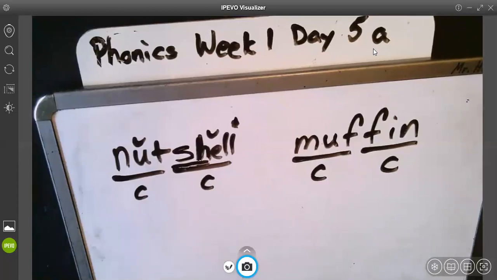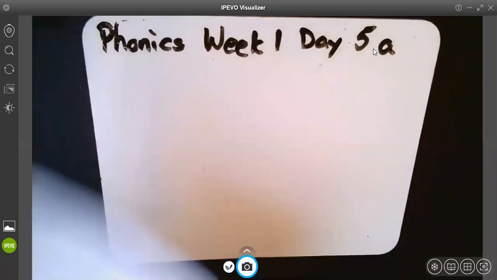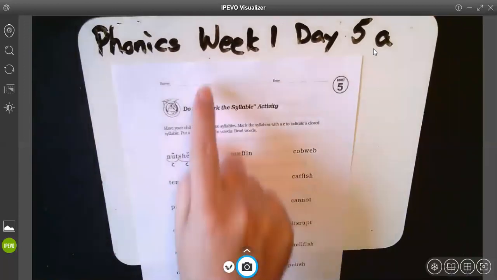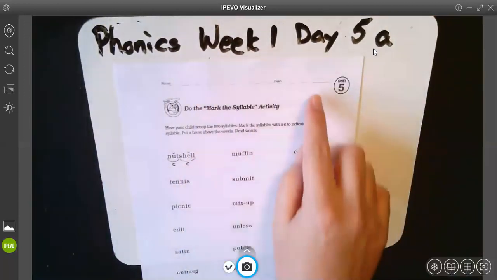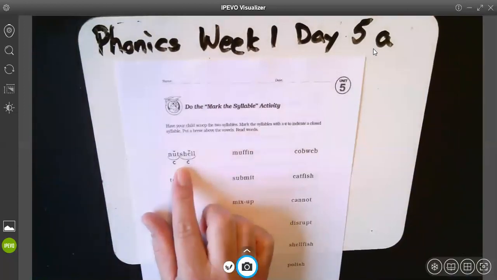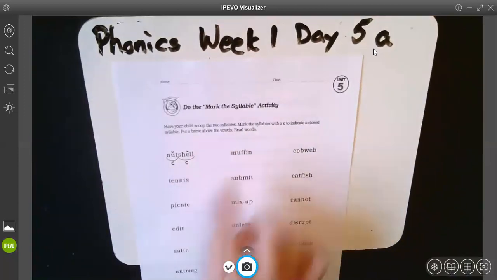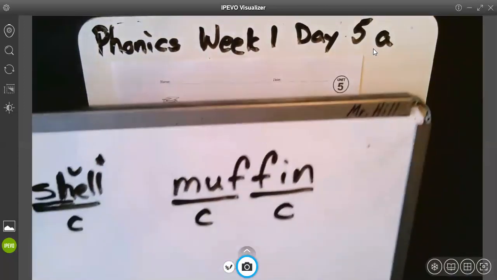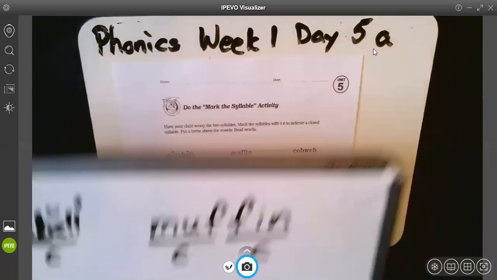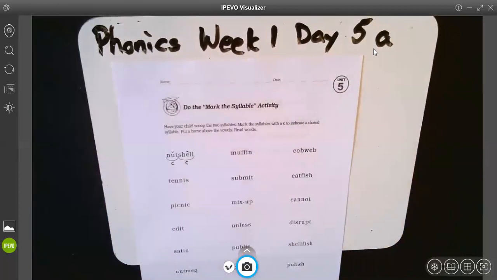So in your packet, you're going to take out the mark the syllable activity sheet, which will look something like this. Go ahead and get your name, get your student number, get today's date, April 9th. It is day 5A. And so you can see nutshell is already done for you. Muffin is your next one. So if you remember, we just did that word muffin for you. And so you will be able to use that to help you on this word muffin.